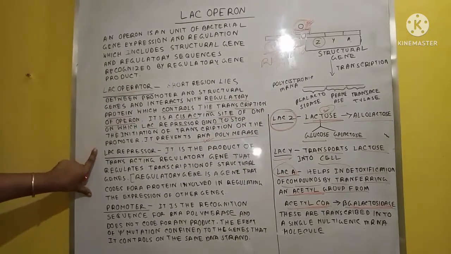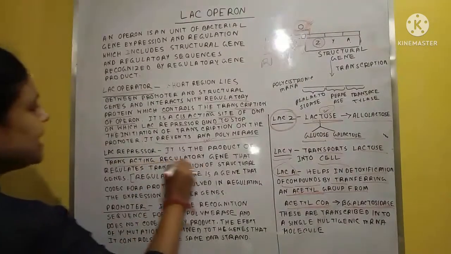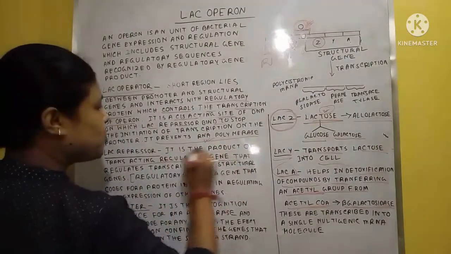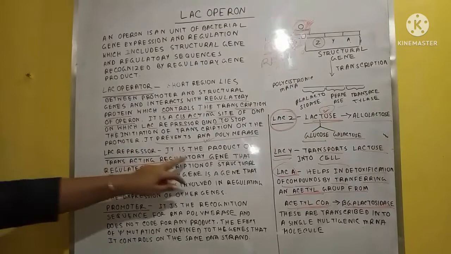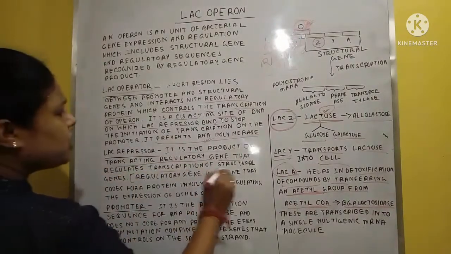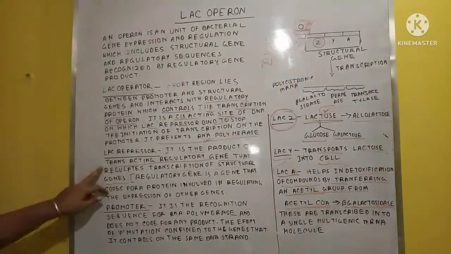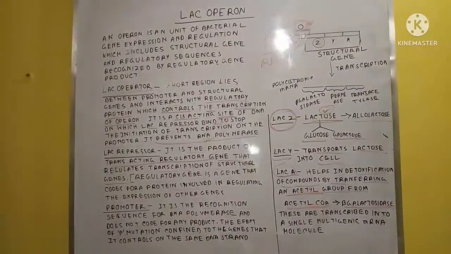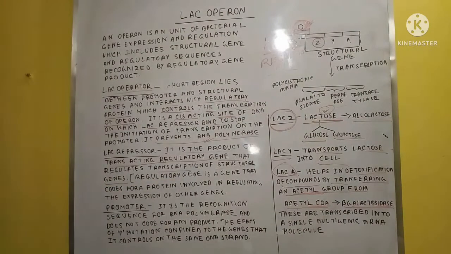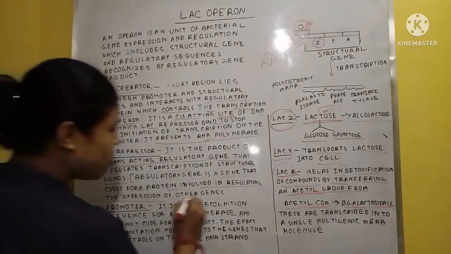Next one is the Lac repressor. What is this Lac repressor? Lac repressor is actually the trans-acting regulatory gene, or rather its product is the trans-acting regulatory product, and that regulates the transcription of the structural genes. So what is the function of the regulator gene? The regulator gene controls the transcription process of the structural genes, and the regulator gene is a gene that codes for the protein involved in regulating the expression of the other gene.